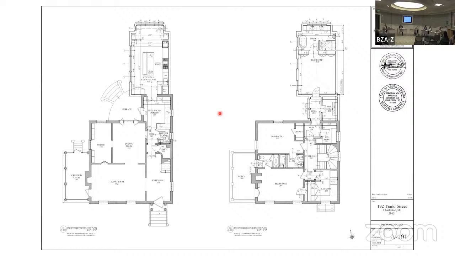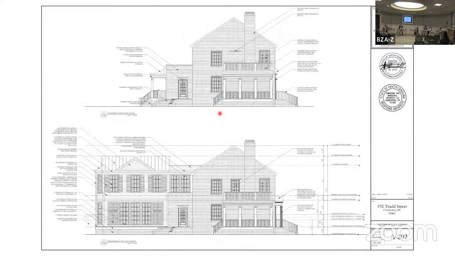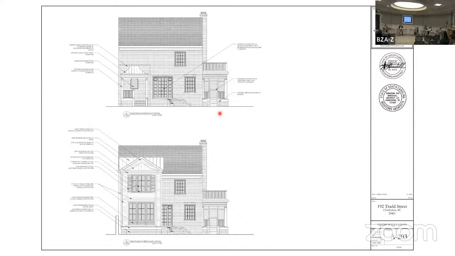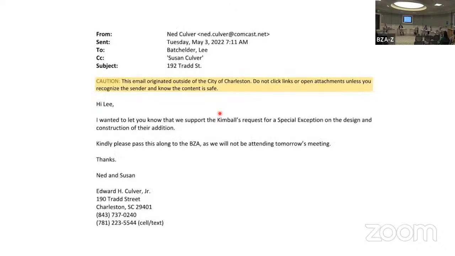Existing floor plans, proposed floor plans, kitchen and bedroom upstairs. It's really not a very large house as it is today. Proposed elevation on the bottom. And this is the rear elevation on the bottom. Addition, and the addition shown on the bottom here. This is the view that the neighbor has. So we met on site and discussed it, and I wasn't aware of all the discussions that had taken place before and occasions. And so anyway, I got an email from the neighbor to the east, the Culvers at 190 Trad Street, indicating that they support the project and not here in attendance tonight.